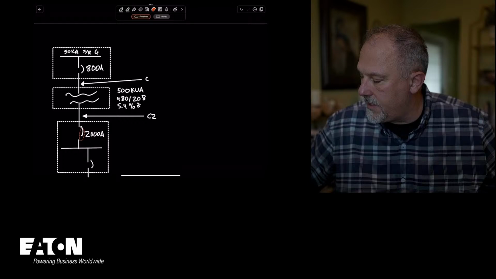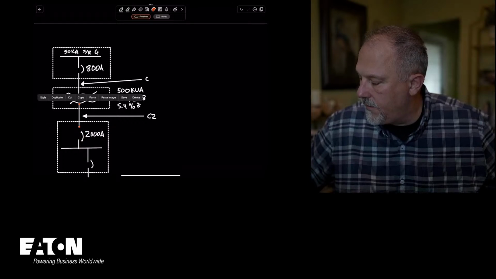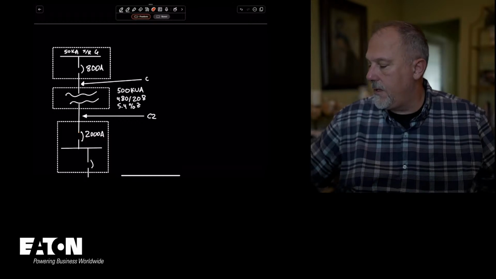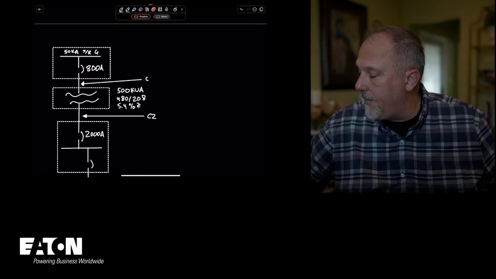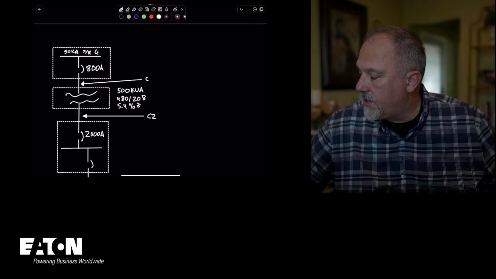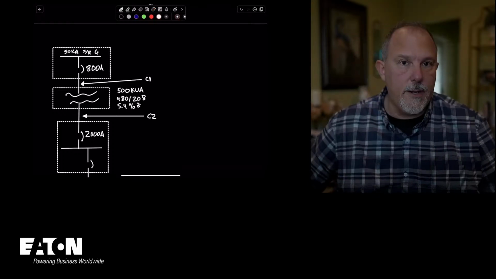Just because I want to make sure that I got enough room for what I need to do. All right, so now I'm going to calculate, yeah, I am. I'm going to determine conductor 1 and conductor 2.